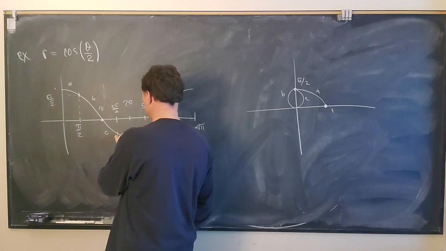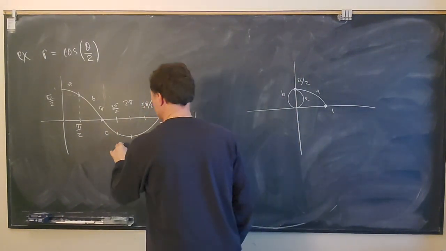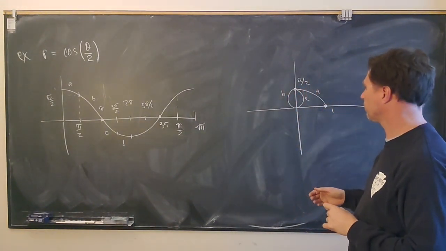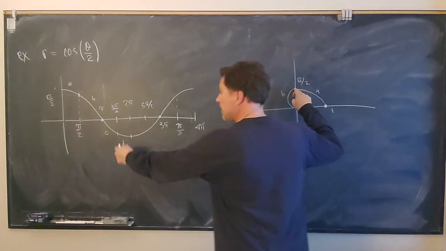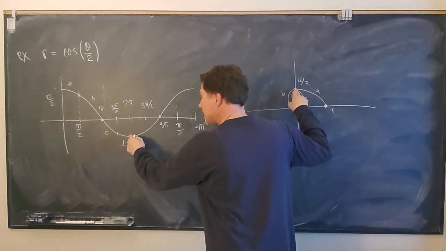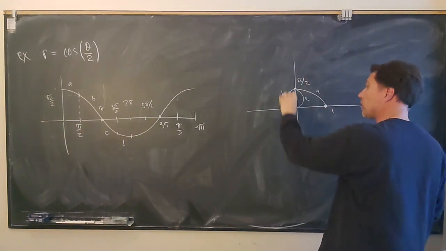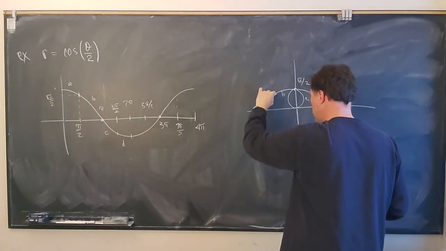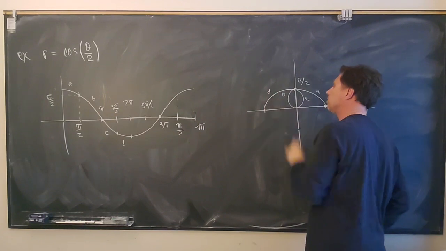Then, as we go from 3 pi over 2 to 2 pi, we're going through the fourth quadrant. Our radius is going from negative root 2 over 2 to negative 1. So as I travel through the fourth quadrant, I'm drawing in the second quadrant. It looks like that, and that's part d.